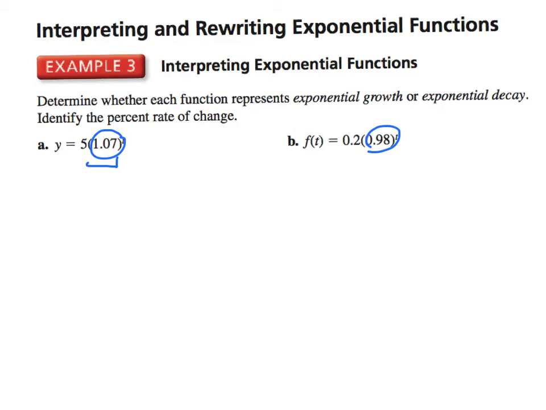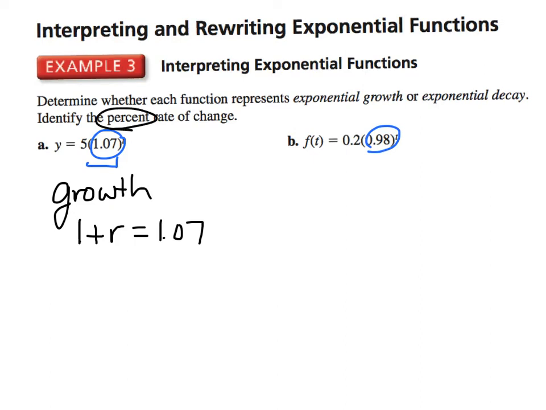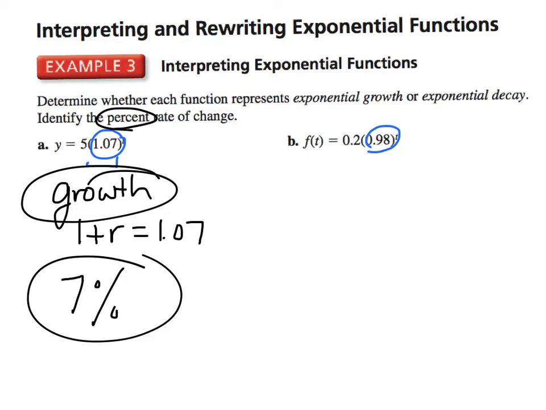So we know right off the bat, this is growth. Now, what did you add to 1 to get 1.07? It's basically saying this, 1 plus r equals 1.07. Well, obviously you added 0.07, which means the growth rate, which is what we need to find, the rate, the percent, not a decimal, would be 7%. So growth and 7%. This should be very easy.